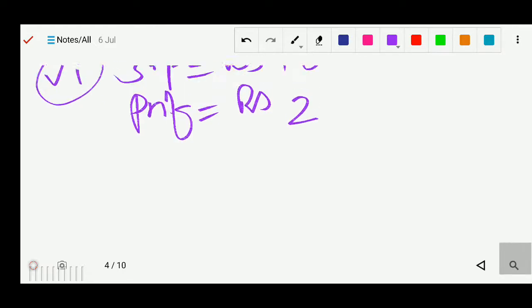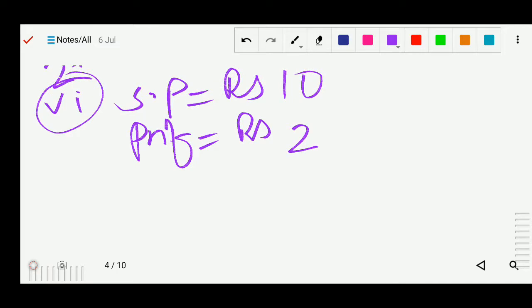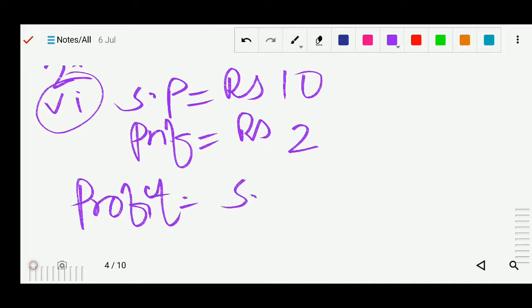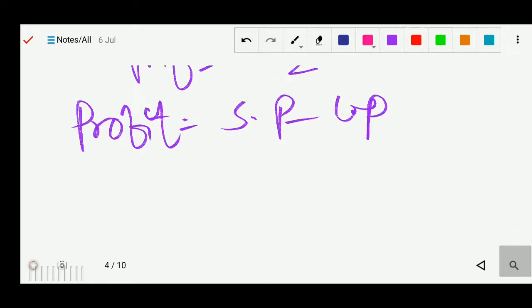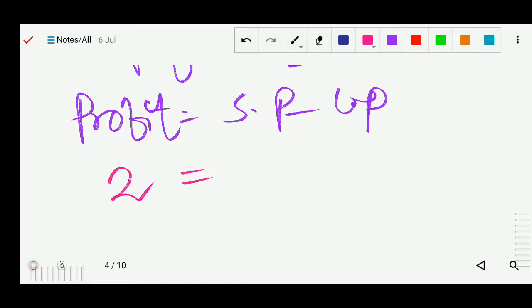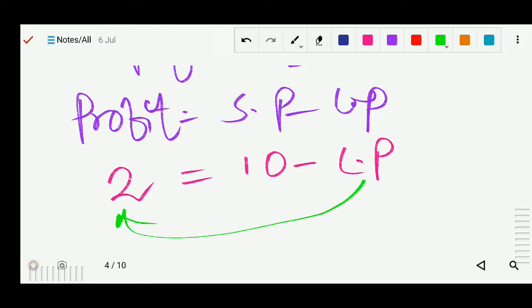So what is the formula? If there is a profit, so what is the formula for the profit? So profit equals to selling price minus cost price. This is the formula for the profit, we know. So what is the profit? So right there profit is 2 rupees, selling price is there 10 rupees, this cost price is unknown, so write cost price here. So we will change the side. I will bring this side, and this 2 I will send to this side.